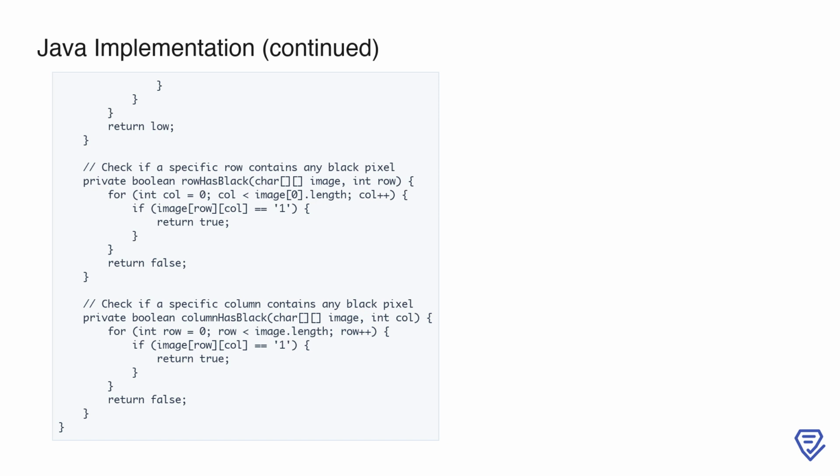If the predicate is true, it narrows the range by either moving the high pointer for finding the minimum or the low pointer for finding the maximum. Otherwise, it adjusts the pointers in the opposite direction. The helper methods rowHasBlack and columnHasBlack are used to check if a specific row or column contains any black pixels. These methods iterate through the respective row or column, returning true if a black pixel is found, and false otherwise. Together, these methods ensure that we efficiently locate the smallest rectangle enclosing all black pixels in the image.